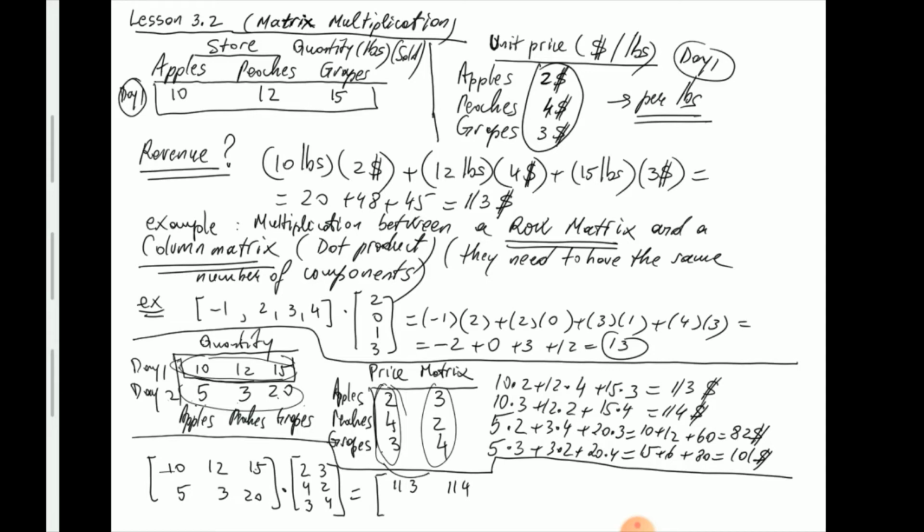So the first row with the first column, you can write it in the first entry here in the answer, 113. The first row with the second column was 114. And then the second row with the first column was 82. And then finally 101. So that is the revenue matrix.